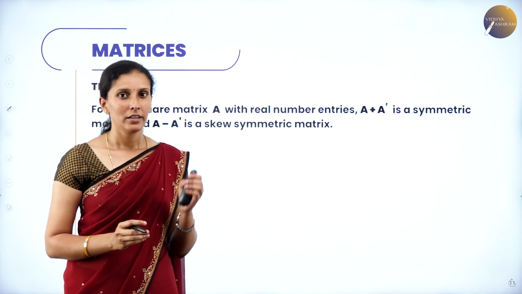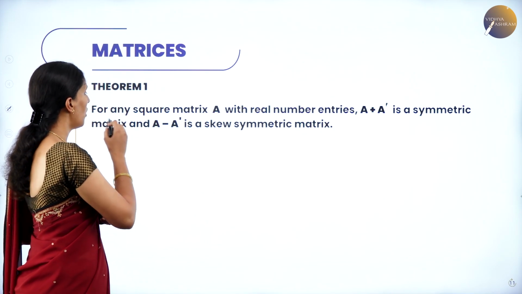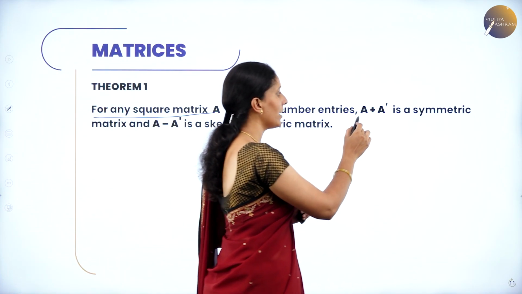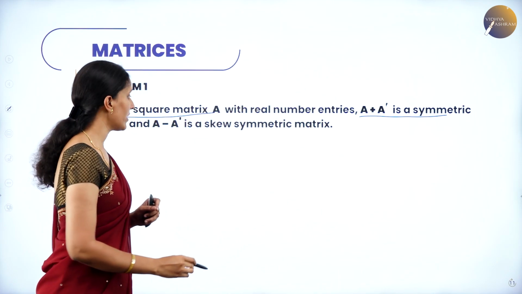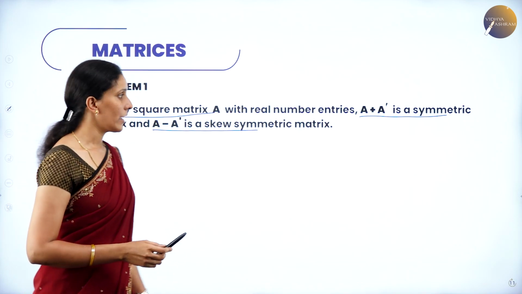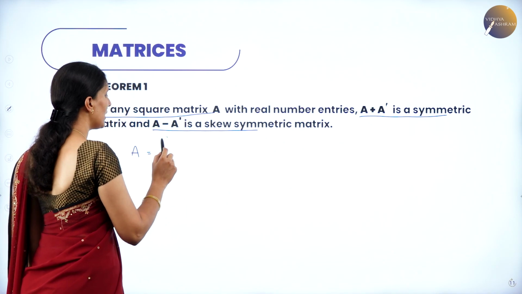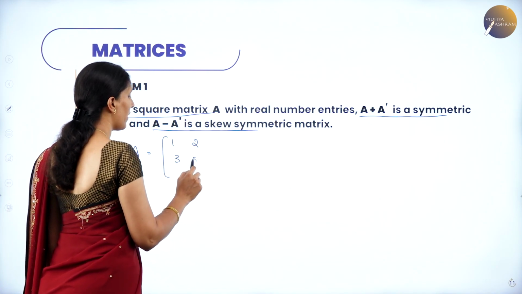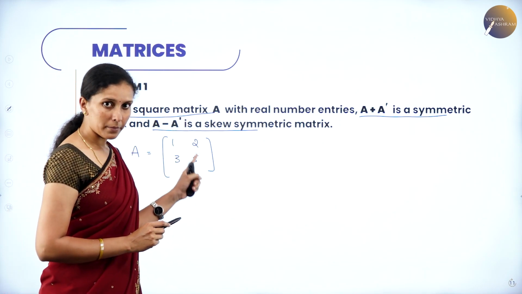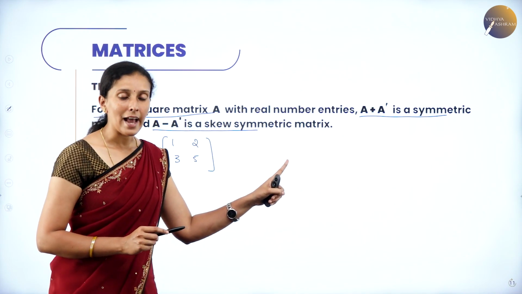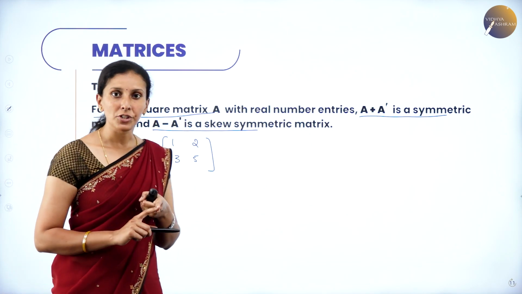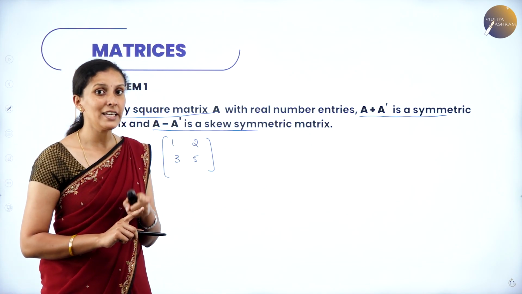Next we come across a theorem. What does it say? For any square matrix A with real number entries, A plus A transpose is a symmetric matrix and A minus A transpose is a skew symmetric matrix. Let me take an example of A. A is equal to 1, 2, 3, 5. So what does the theorem say? If A is a matrix with real number entries, then A plus A dash or A plus A transpose must be symmetric, and A minus A dash or A minus A transpose must be skew symmetric.